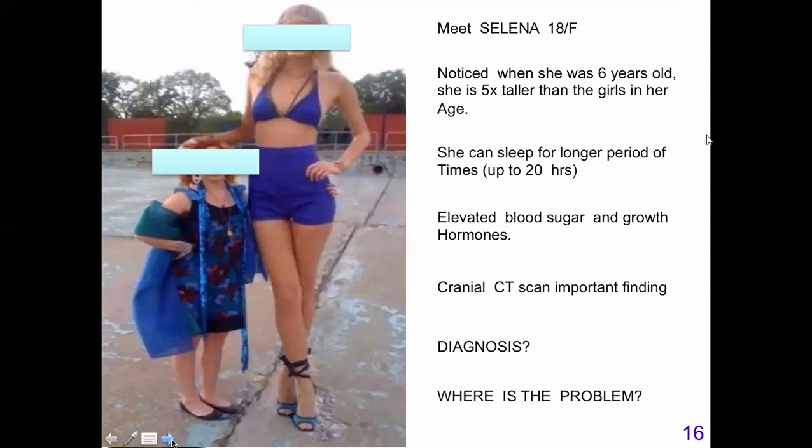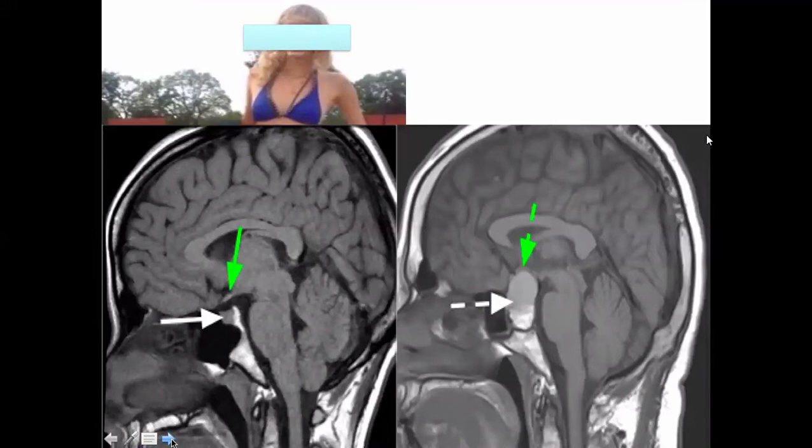Noticed when she was 6 years old, she is 5 times taller than the girls her age. She can also sleep for longer periods of time, up to 20 hours. A blood examination showed elevated blood sugar and growth hormones. A cranial CT scan showed an important finding. Later on, we will know what happens to Selena and where the problem is. This is the CT scan shown in this patient.